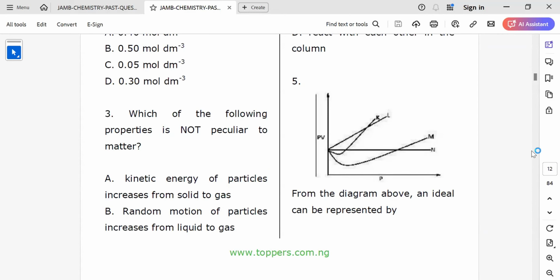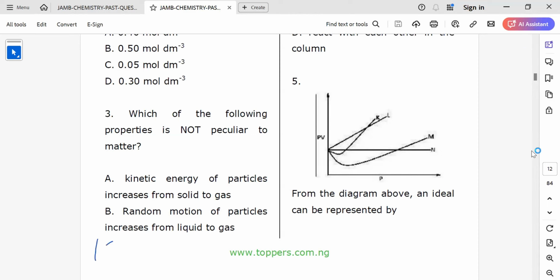Now question 3. Which of the following properties is not peculiar to matter? A, kinetic energy of a particle increases from solid to gas. Yes, of course. Remember that in a solid, the molecules are usually tightly packed together. And as they change from solid to liquid to gas, the molecules move far apart. As a result of that, they have an increase in degree of freedom, so they can easily move. Therefore, generally, kinetic energy increases.